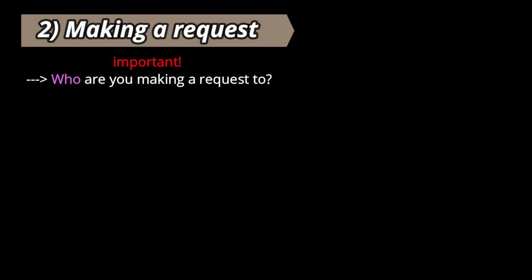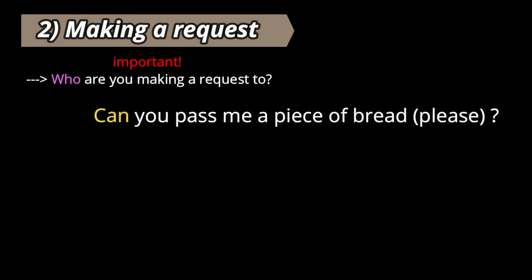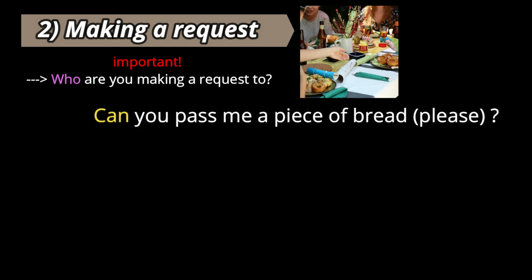Next, we're going to look at making a request. And this is really about who you're making the request to. So in the example, let's say you're with your family and you're eating somewhere. You could ask, can you pass me a piece of bread? You wouldn't have to say please, but it's nice to say please. But usually with a casual situation, you would just say, can you pass me a piece of bread?